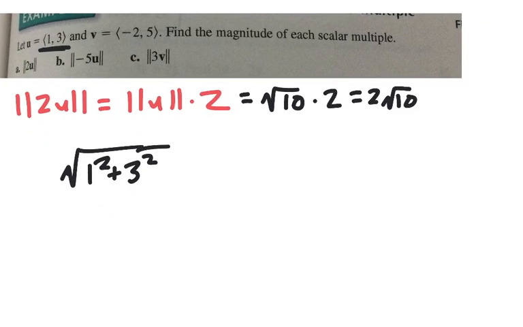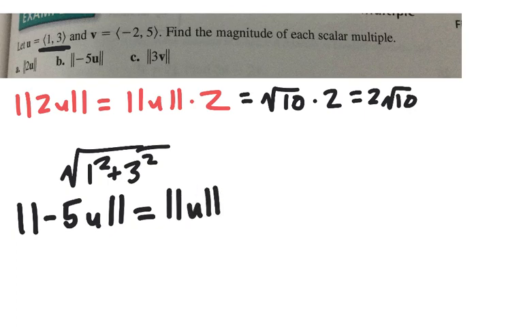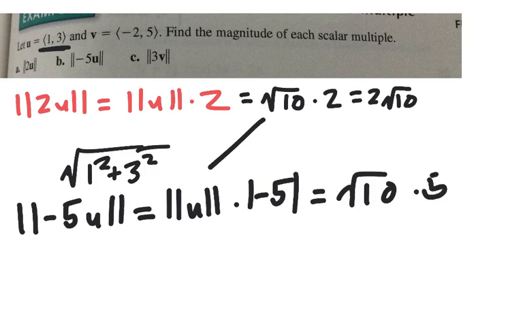Okay, so B part, if I have to find the magnitude of negative 5u, the cool thing here is I already know what the magnitude of u is. It's going to be the magnitude of u times negative 5. Well, I told you we can't have a negative magnitude, so we think of that as the absolute value of negative 5, which is positive 5. I just showed you above the magnitude of u is radical 10, times 5. That's going to be 5 radical 10. Everybody good with that?